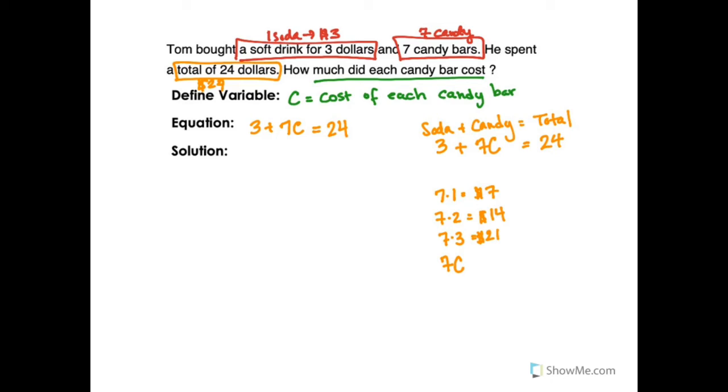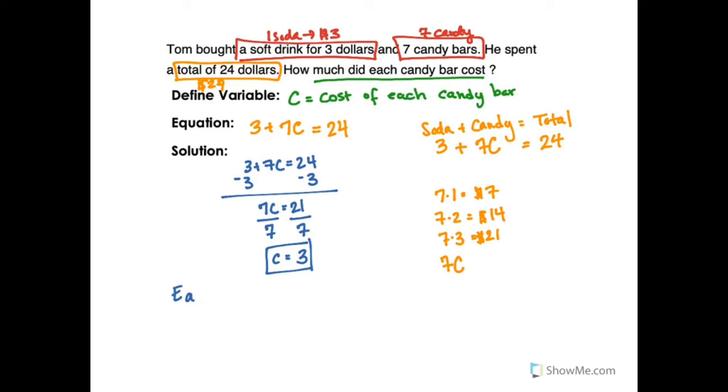So now that I have my equation, I can go ahead and solve it to figure out how much each candy bar actually costs. If I have 3 plus 7C is equal to 24, I'm going to subtract 3 on both sides, and I'm going to get 7C is equal to 21. And when I divide by 7, I'm going to get C is equal to 3. So that means that each candy bar costs $3.